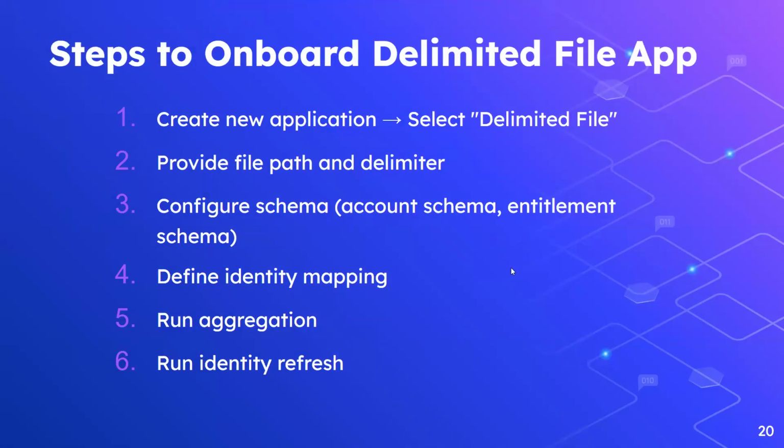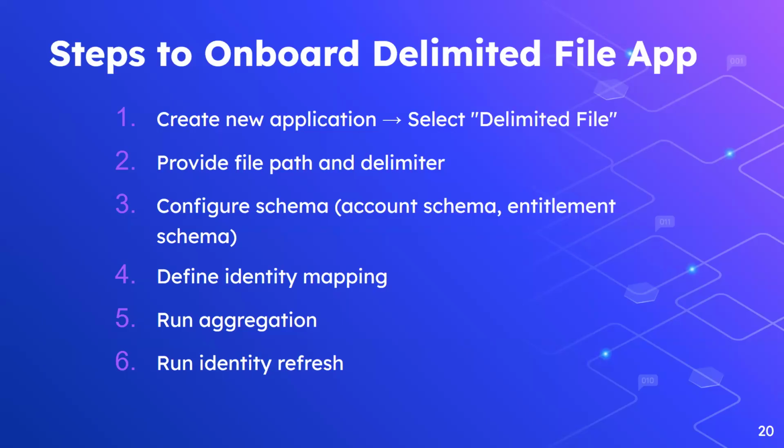Now, steps to onboard a delimited file are the same. We already have performed it. Create a new application. Select the delimited file application type, which is our out-of-the-box connector. You need to provide the file path and delimiter over there. In delimiter, you need to provide how your file is differentiating the data. In our case, comma is the delimiter. So whenever IQ sees a comma, it will separate the values at that particular comma.